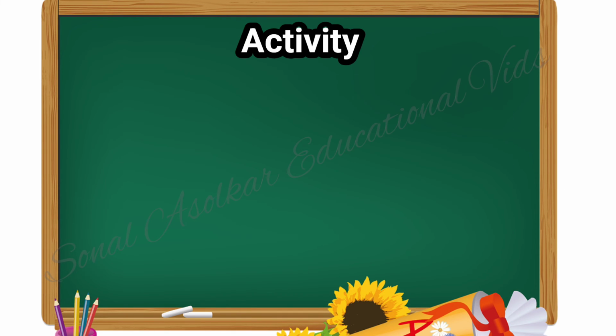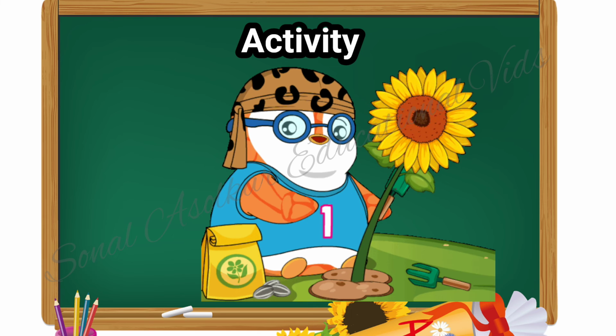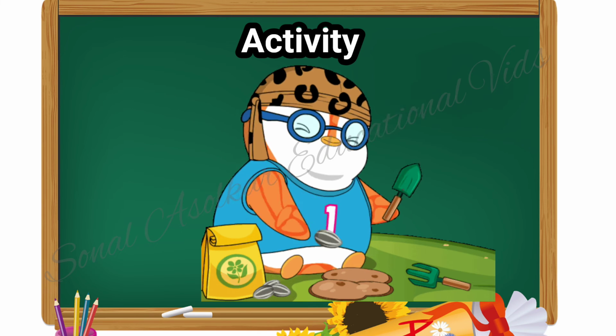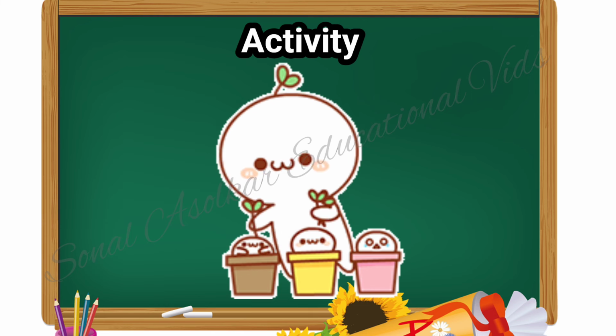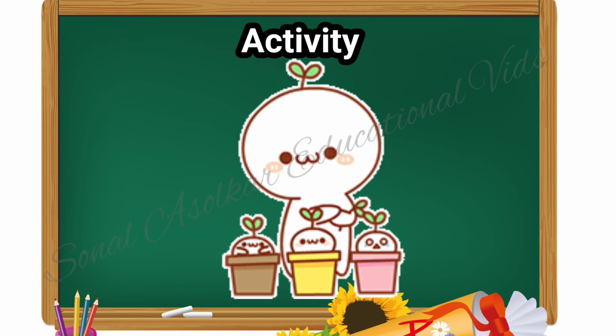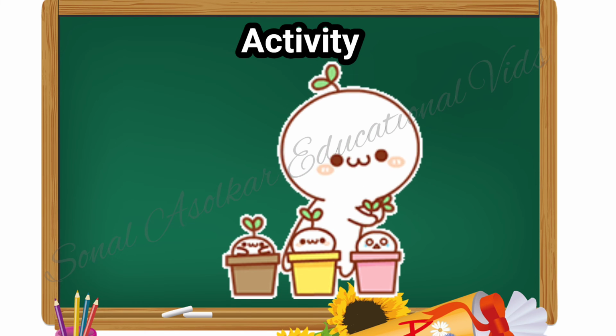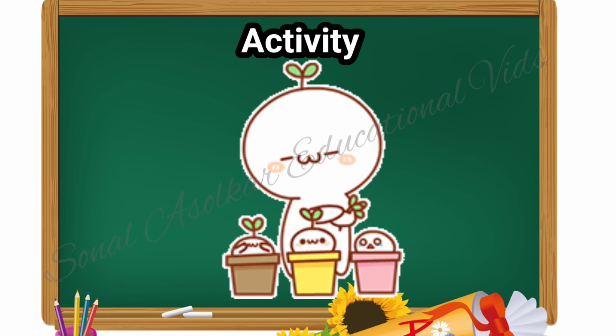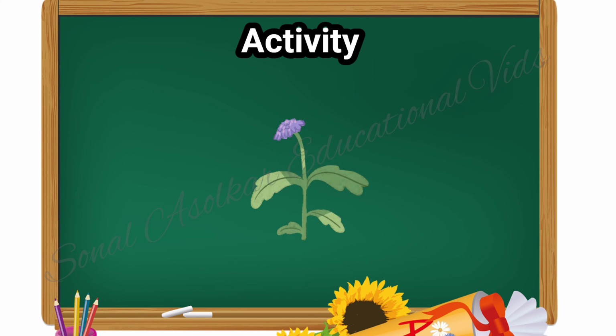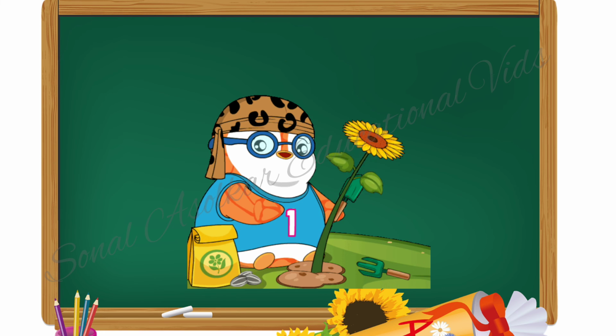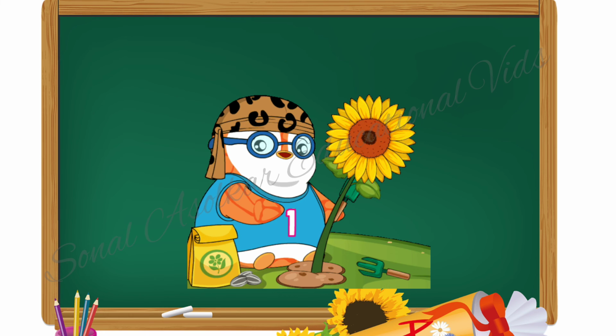So, students, one interesting activity you should do: plant a sapling in your school garden, water it regularly, measure its height with a ruler every week, record your observations. Do this for a month. Did you see a gradual increase in the height of the sapling? This proves that living things grow.